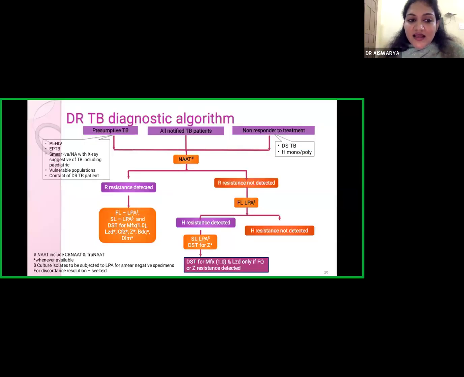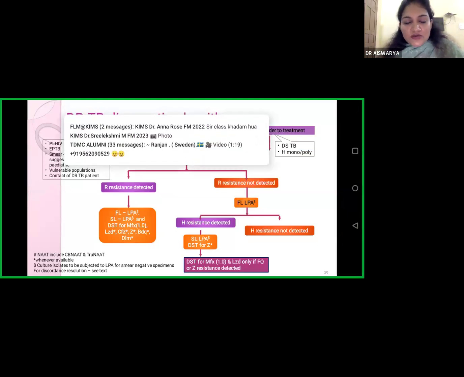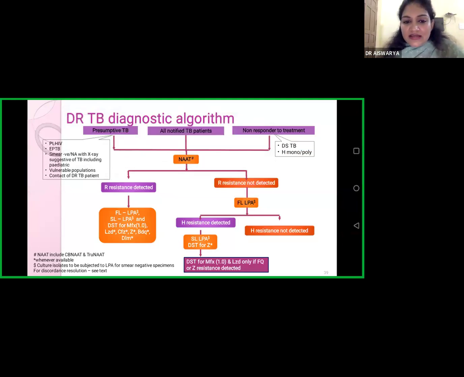So next slide. This is just to show how the drug-resistant TB diagnostic algorithm goes. So any presumptive TB patient or all notified TB patients. Currently, even if the AFB smear is positive, we need to go with a CBNAAT. That is to rule out rifampicin resistance. So for every positive smear patient, we need to double check with a CBNAAT. Then any patient who is not responding to treatment, we'll go with CBNAAT.